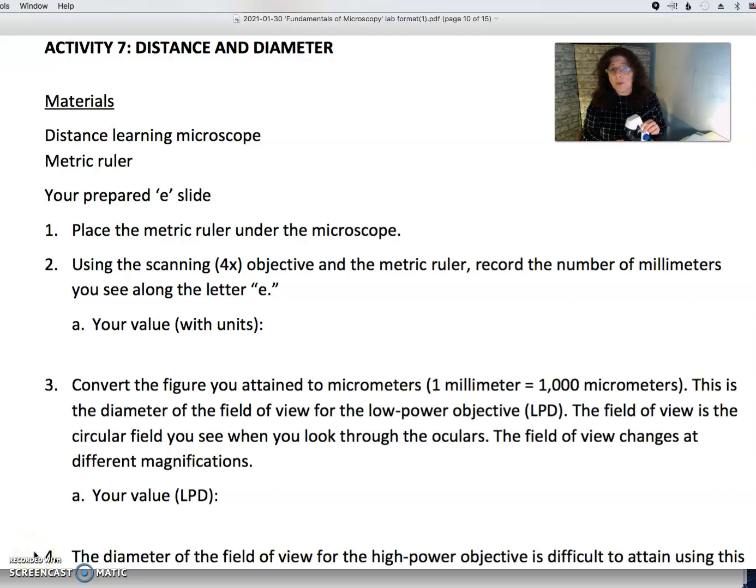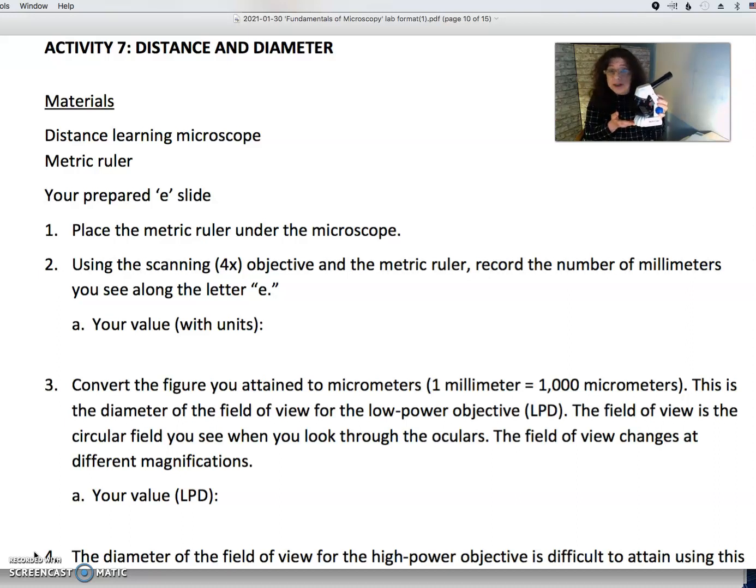Okay, for this next one, we're going to be looking at the diameter of the field of view on your microscopic lenses. So each of these lenses magnifies at a different level. So you can expect that the diameter of the area that they're magnifying is going to decrease as the magnification increases. But we can put some math to this and come up with accurate diameters and accurate diameter measurements for that field of view.